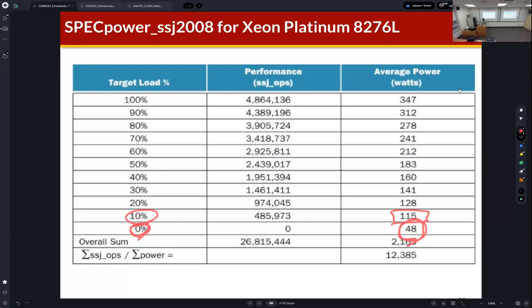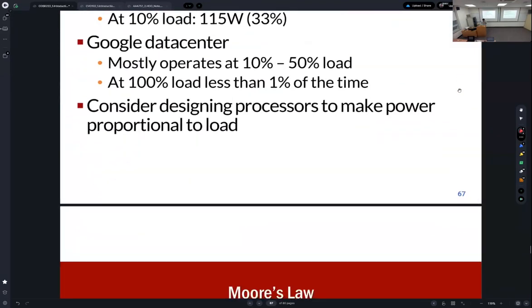So the graph looks like this. This is the workload, and this is the power. Even though the target load is 0%, power is consumed, and then it increases dramatically until this point, and then increases slightly. If the power consumption were proportional to the workload, the graph would look like this, but in practice the graph looks like this. So the running cost of a computer system is not proportional to the amount of workload. That is another issue of data centers. Okay, so this is the power proportionality problem.